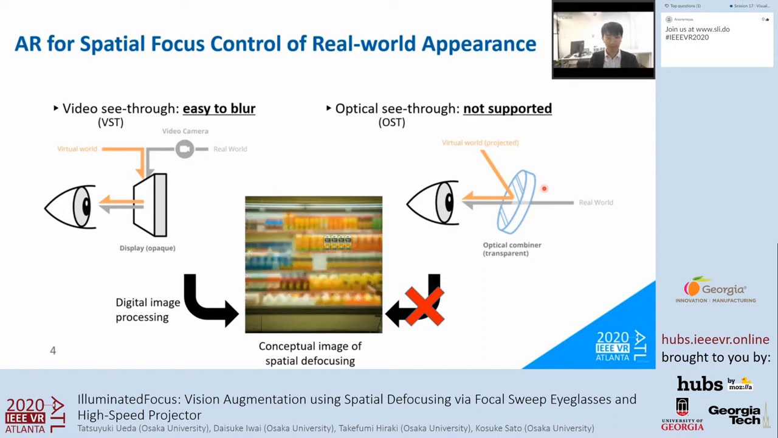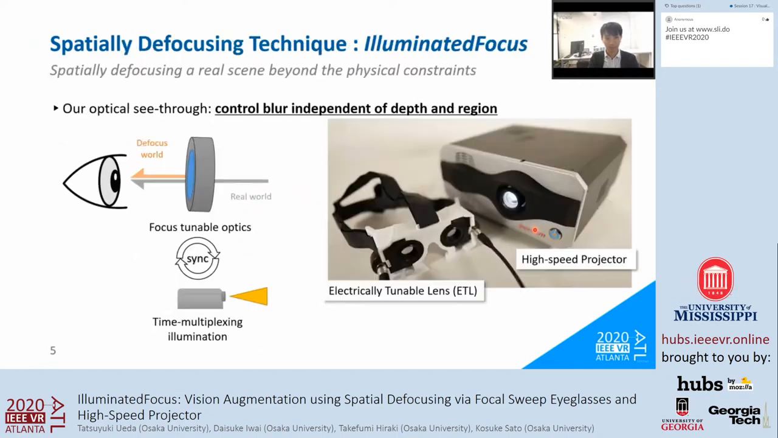To deploy them in AR systems, spatial focus control of a real-world appearance is necessary. A video see-through AR system can relatively easily blur a real scene by digital image processing. But an optical see-through AR system is not supported due to optical limitations. Then, we propose Illuminated Focus that optically controls perceived blur independent of depth in OST AR.